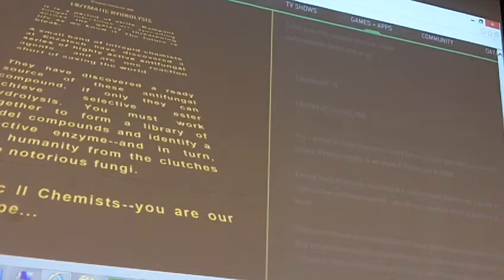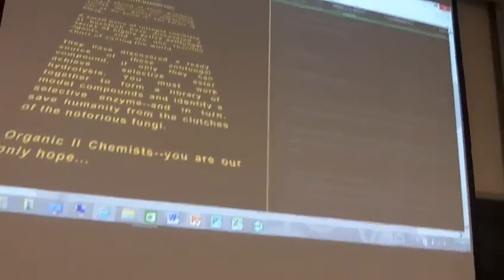So much better than the first page, right? Now let's go do some chemistry. All right.